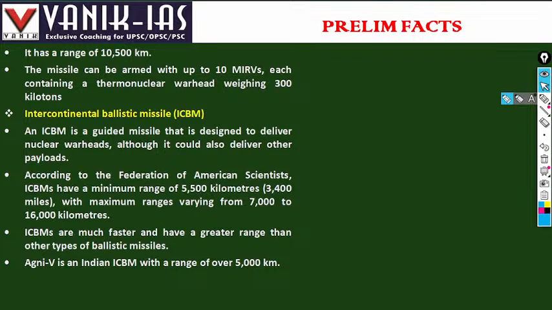Agni-V is an Indian ICBM. The only ICBM India produces is the Agni-V. Okay, and it is the only ICBM from India. Other missiles like the Akash, Prithvi, and Agni 1, 2, 3, 4 are short range, so they are not ICBMs.